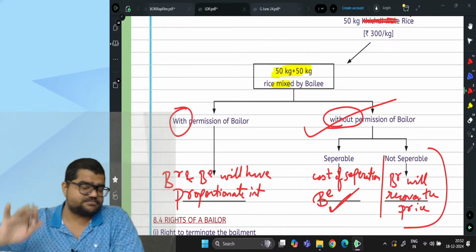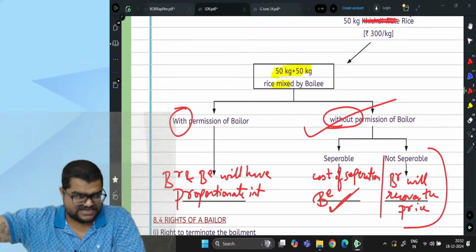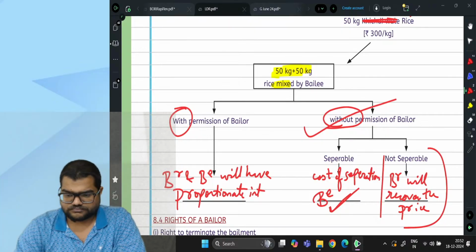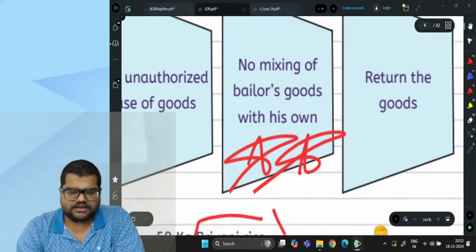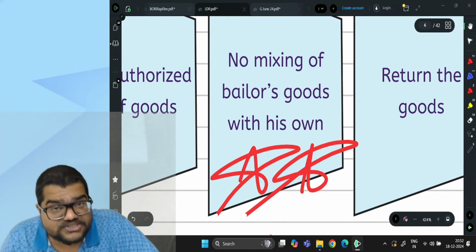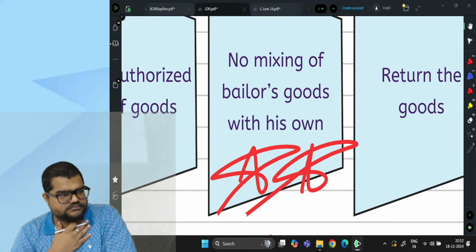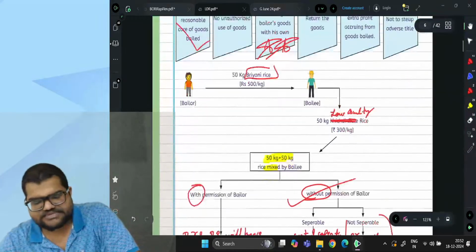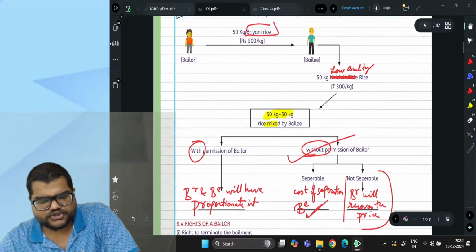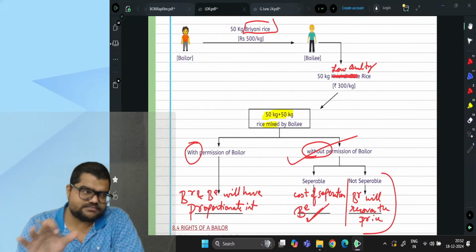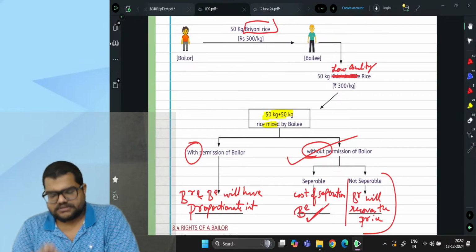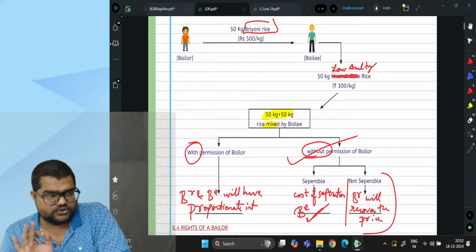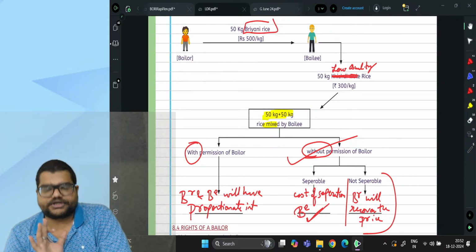All of my 50 kg biryani rice are gone. So I'll basically take the whole of the price. So this was basically no mixing of bailor's goods with own. So the diagram will make things very easy for you, sir. I'm very much sure that you will not find such diagrams anywhere across India. So if you're watching these lectures, this should benefit you a lot.